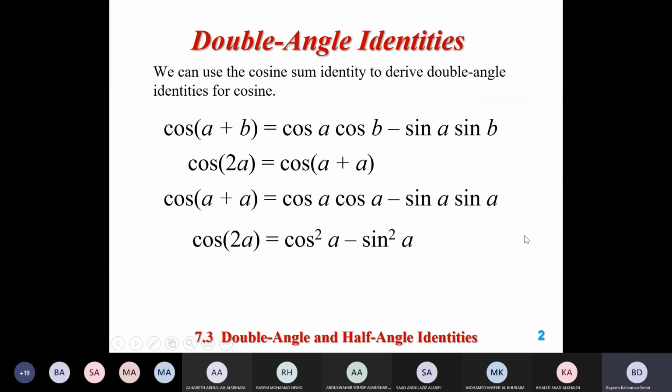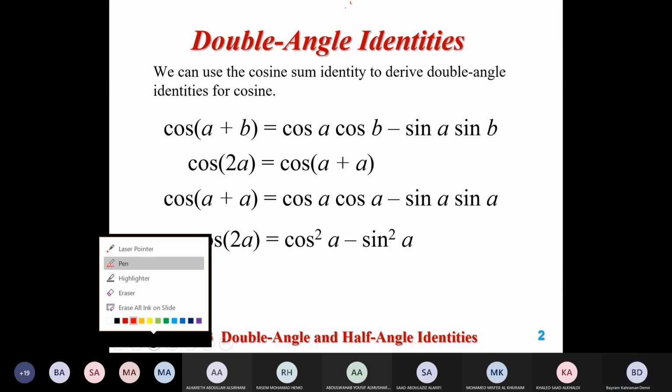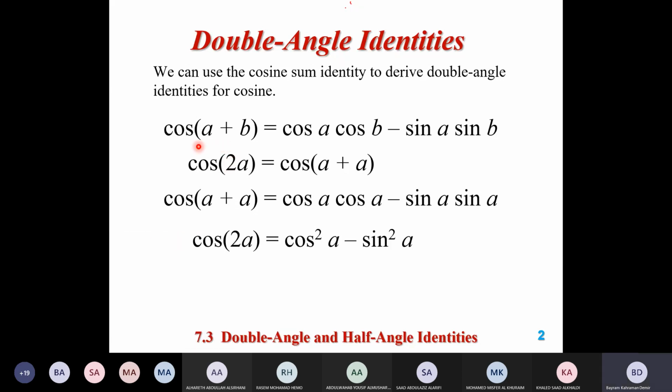Okay, let's start with the double angle first, Shabab. If you remember the basic cosine formula for the sum of the angles, cosine A cosine B minus sine A sine B. So we can just use the same formula for cosine of A plus A. That is 2A, double angle. That means B is A now.